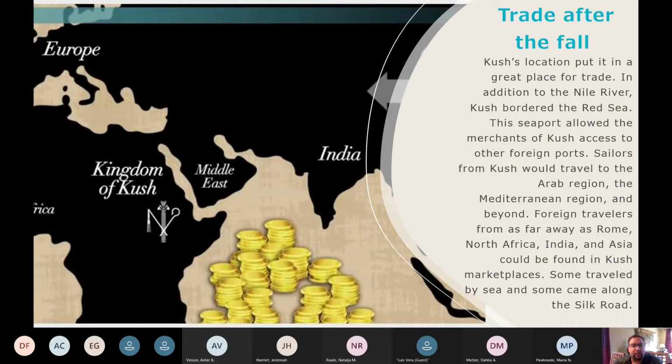In addition to the Nile River, Kush bordered the Red Sea, and this seaport allowed the merchants of Kush to access other foreign ports. Sailors from Kush could travel to the Arab region, the Mediterranean region, and beyond. Foreign travelers as far away as Rome, North Africa, India, and Asia could be found in the Kush marketplaces. Some traveled by sea, and some came along the Silk Road.